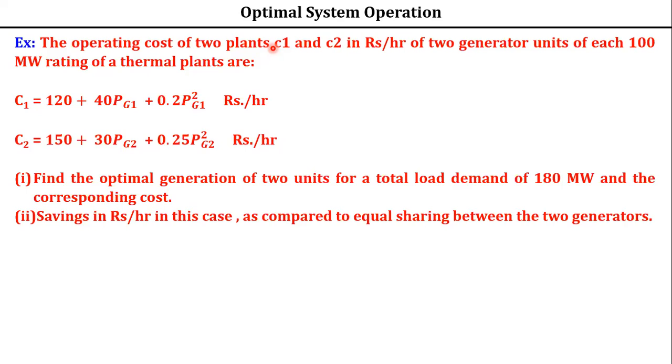So find the optimal generation. If you want to find the optimal generation, what should you have? The incremental fuel cost. So how to get the incremental fuel cost? Put it in the chat box, or you can unmute and tell. How to get incremental fuel cost?